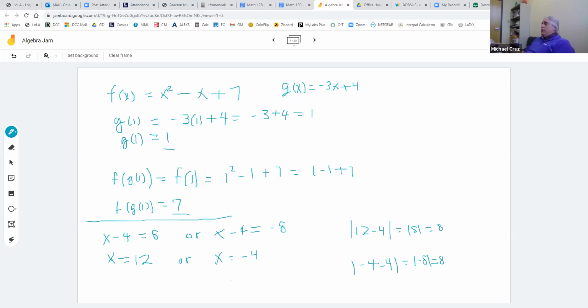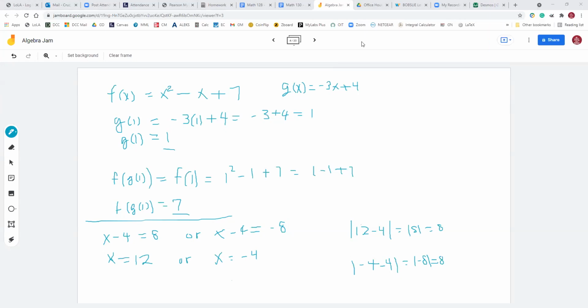That gives you the two different equations to solve. Any questions about that? So your answer is both 12 and negative 4, because both of them make it true.